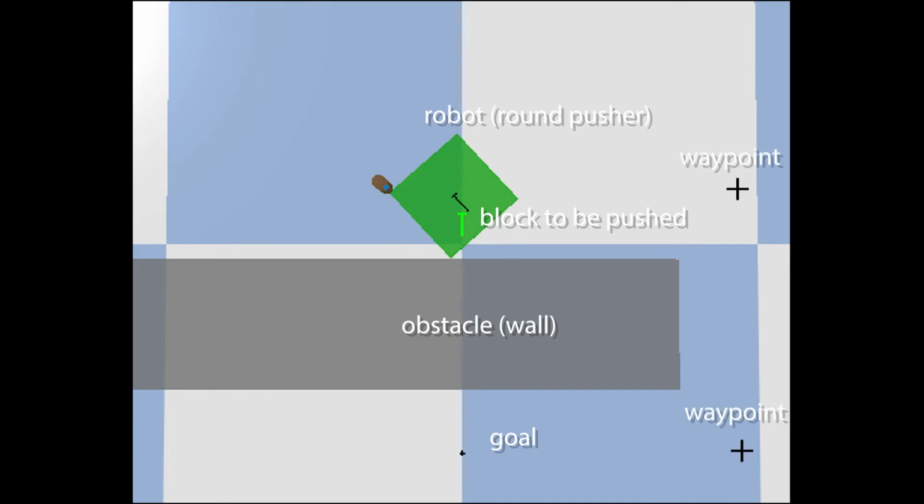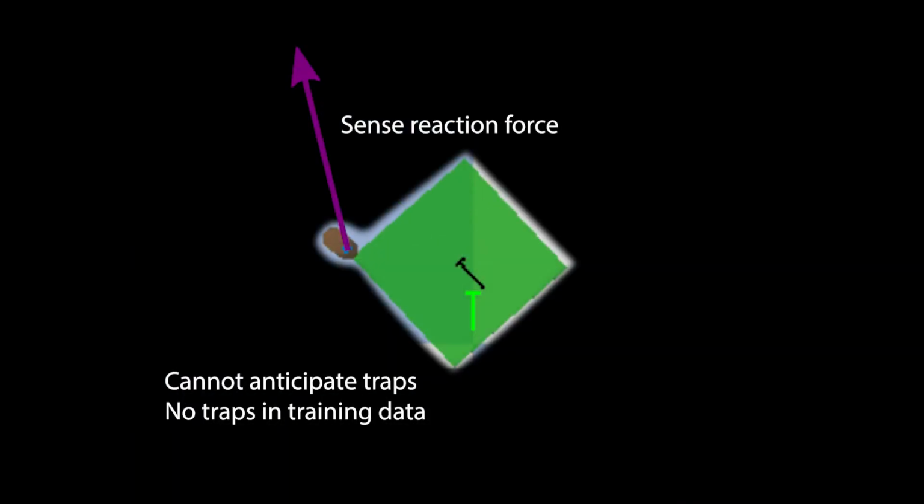If the robot could see its surroundings, for example with visual sensing, and knew the effect of walls on the dynamics, then a planner could be used to set intermediate waypoints as shown. However, we considered the much harder problem where we cannot sense future traps, in this case being limited to sensing reaction forces. Additionally, we do not have any traps in our training data.